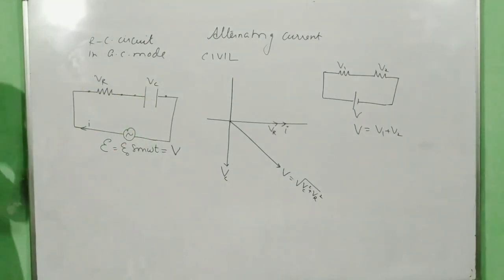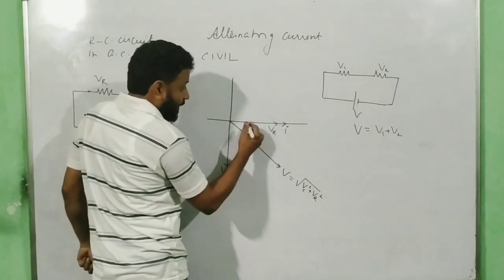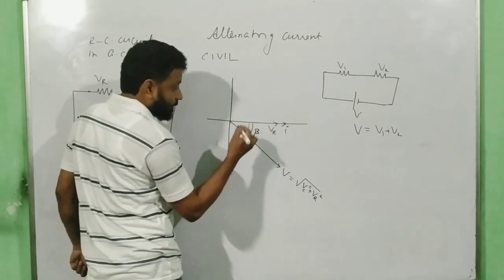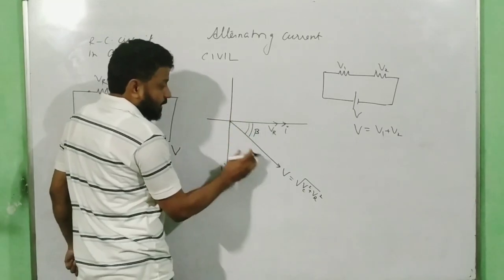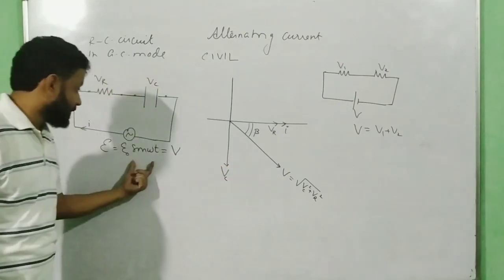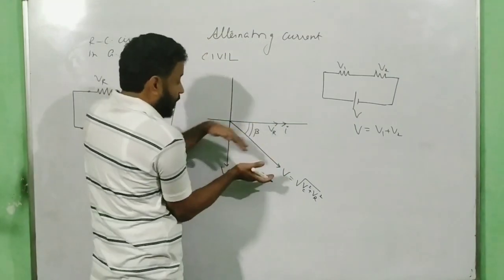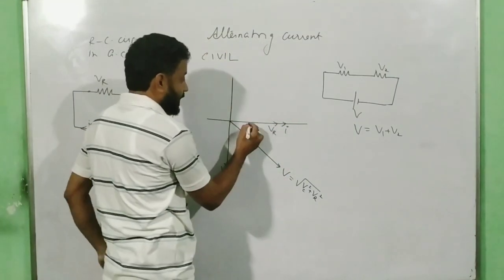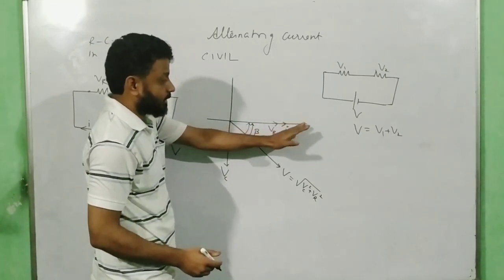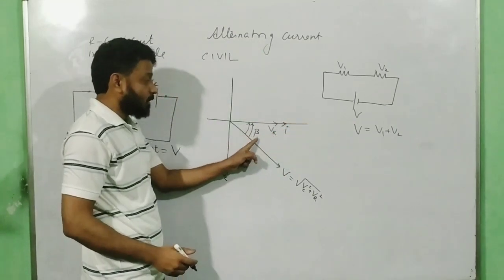Clear? So if this is my EMF and this is my current, let me call this angle beta. What you can see here is that in the RC circuit, the net EMF and the current, remember we always measure the angle in the phasor diagram in the anti-clockwise direction. So we can say that the net EMF lags the current in the AC circuit, by an amount of beta.